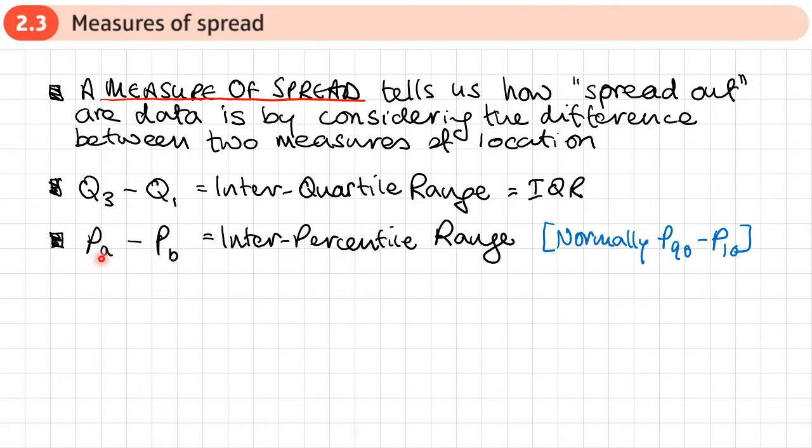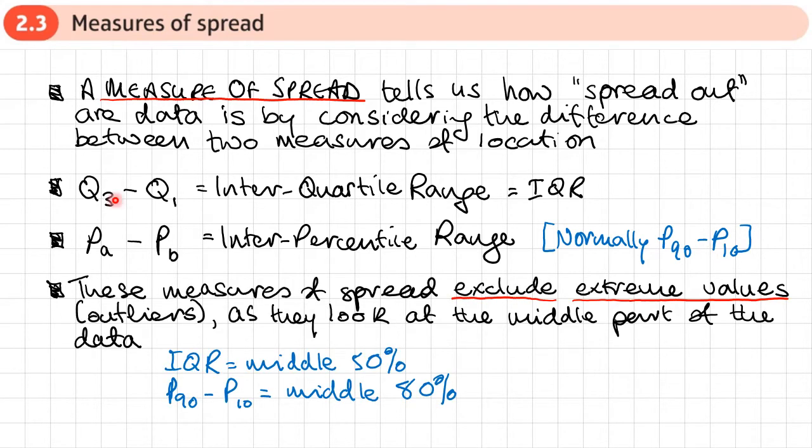Then the difference between two percentiles, where this is the larger percentile, is what we call the inter-percentile range. Now this could be any two percentiles, but quite often we work out the difference between P90 and P10. Now, why do we use these measures of spread? Why not just use the range?